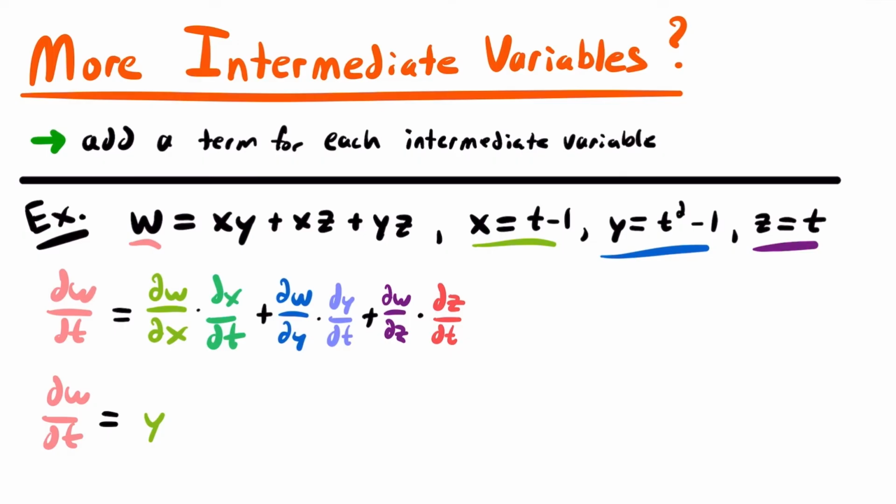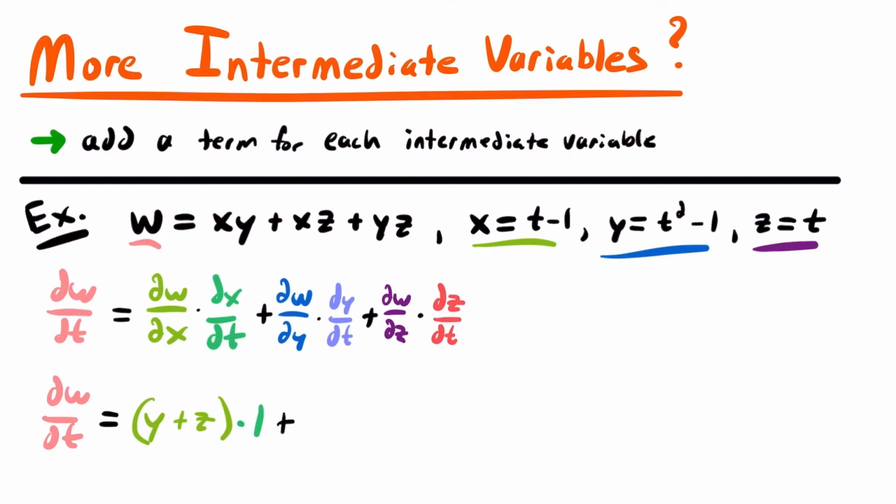So we get y plus z as the partial of w with respect to x, and then we're multiplying by the derivative of x with respect to t. And so that would be right here, the derivative of x with respect to t. This is a regular derivative. The derivative of t would be 1, and the derivative of -1 is 0, so we're multiplying by 1. And then that would be added to the partial derivative of w with respect to y.